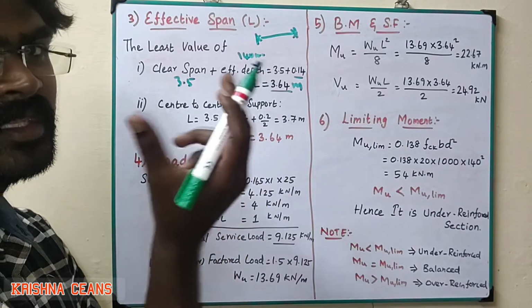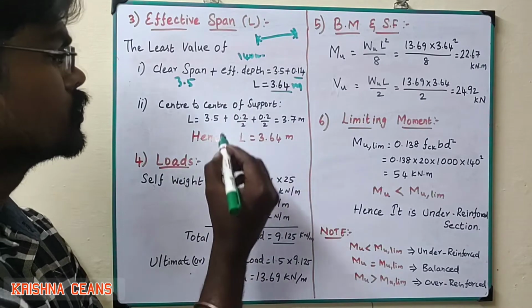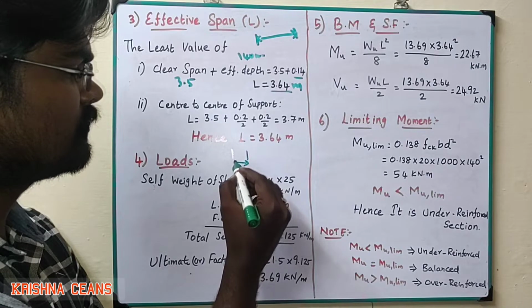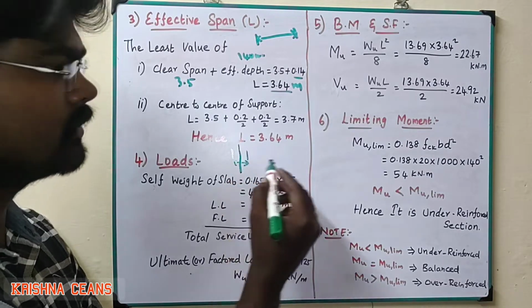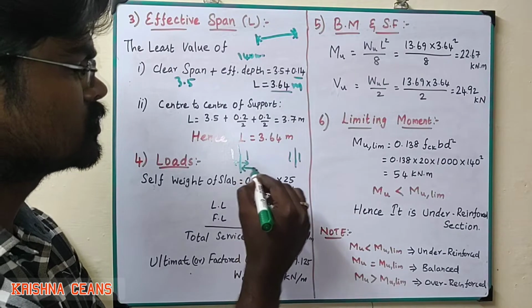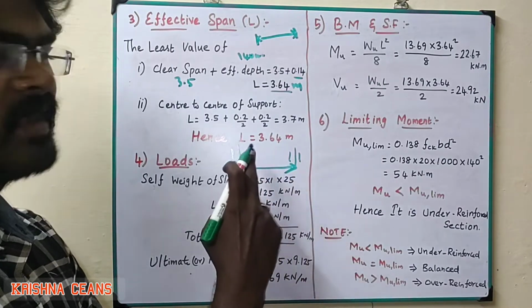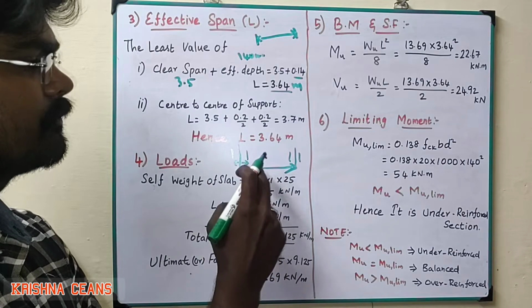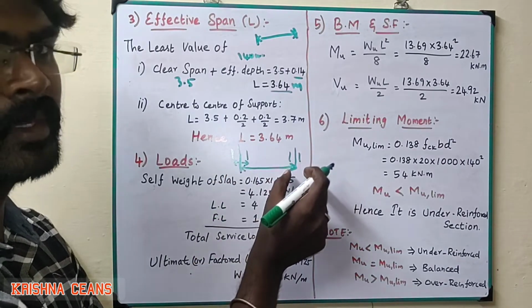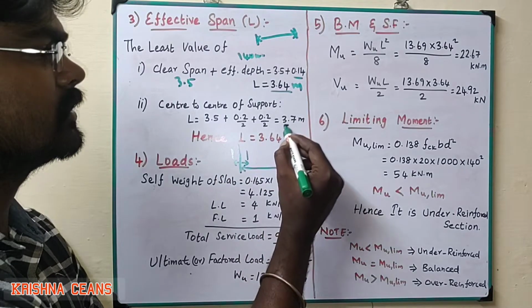So this is the width of the support, 200 mm. So one width we consider as the half of it. The center line is projected here. Another support, we consider the center to center distance. So from here to here, the value is 3.5 plus 200 mm divided by 2, 200 mm divided by 2, which is equal to 3.7 meter.